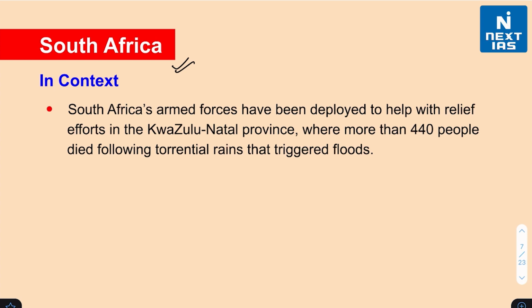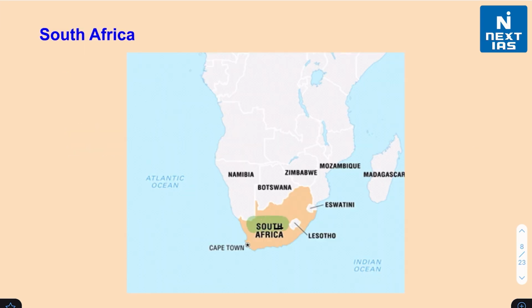Now, let us move on to our next location, and that is South Africa. Recently in South Africa, more than 440 people died following heavy rains that triggered floods in the KwaZulu-Natal province of South Africa. As we know, South Africa is the southernmost part of Africa. And if we talk about the capitals of South Africa, there are three capitals, one for executive, one for judicial, and one for legislative purposes.